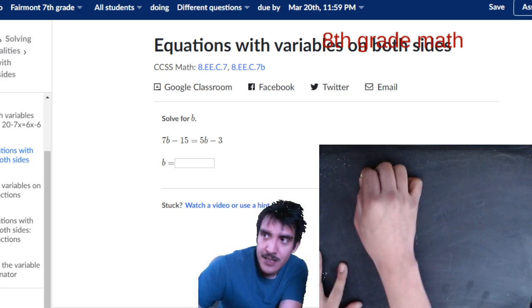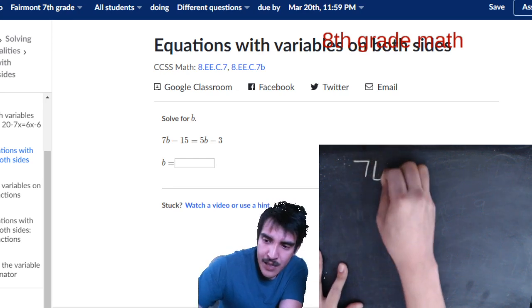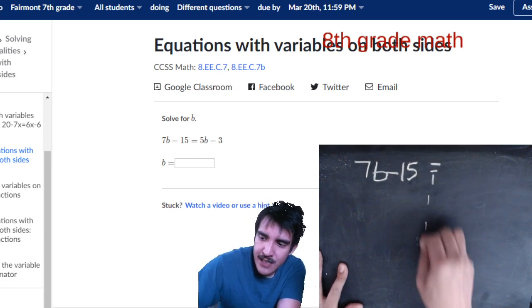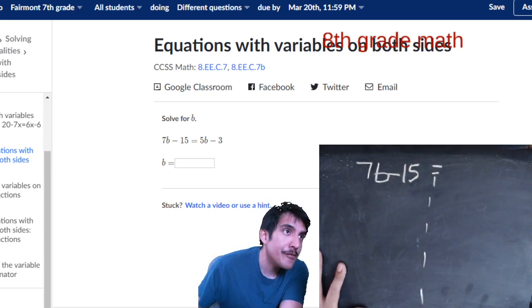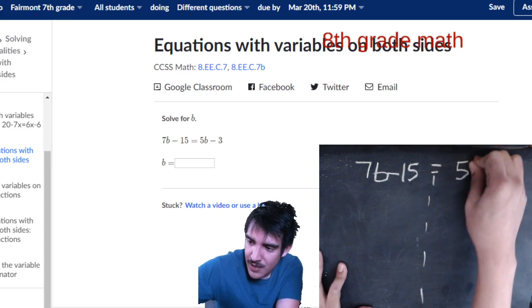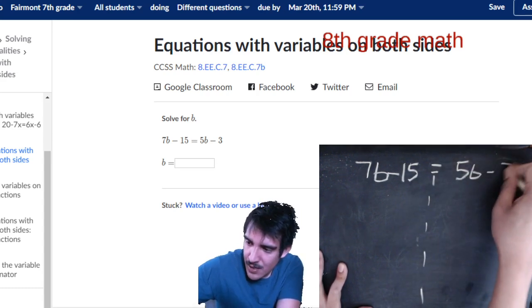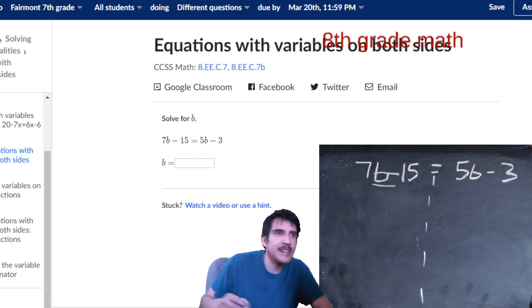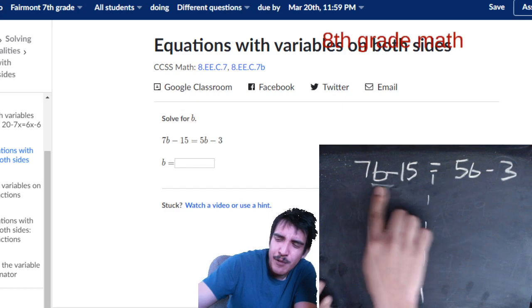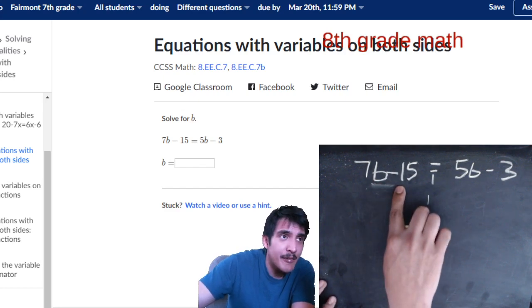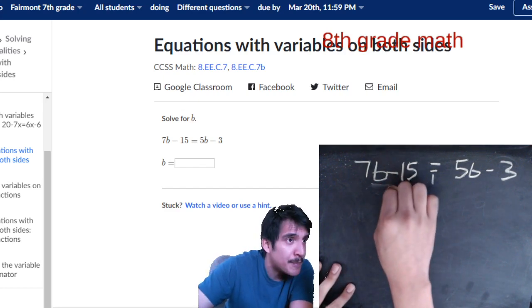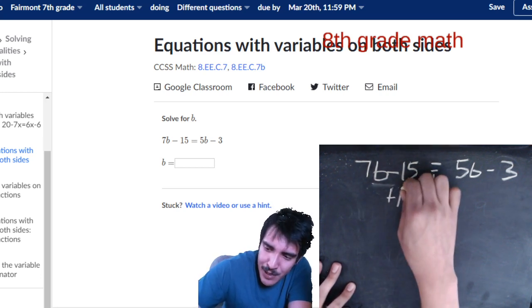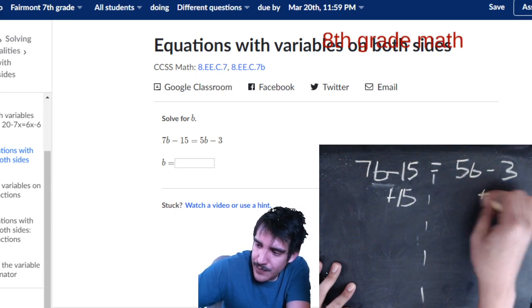7b minus 15 equals 5b minus 3. My personal first favorite step is, like, we want to get this letter by itself, this b by itself. So I like to start simplifying kind of like the first side here. So how do I get rid of minus 15? Hopefully we know what's the opposite of minus 15. Opposite of subtraction. I hope you haven't forgotten it yet. Plus 15. And plus 15.